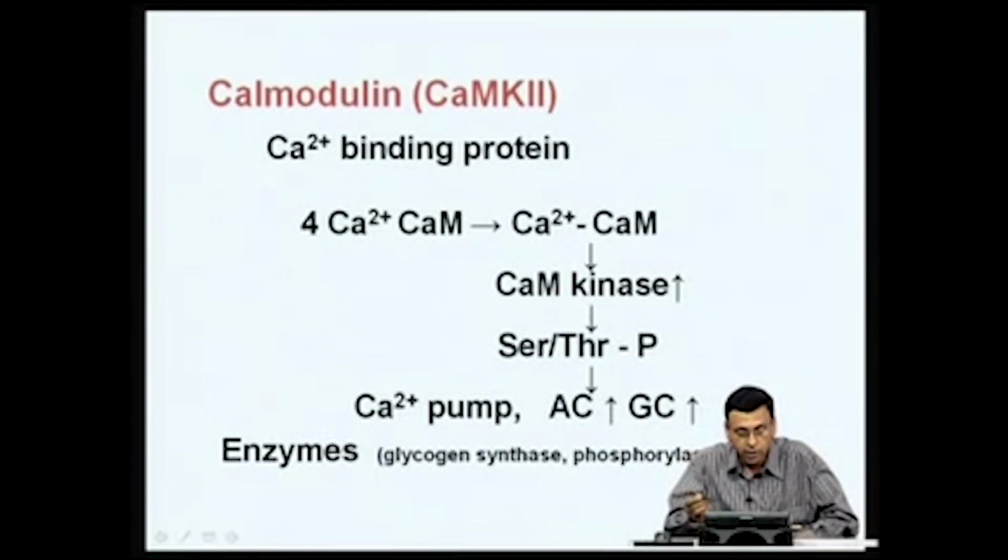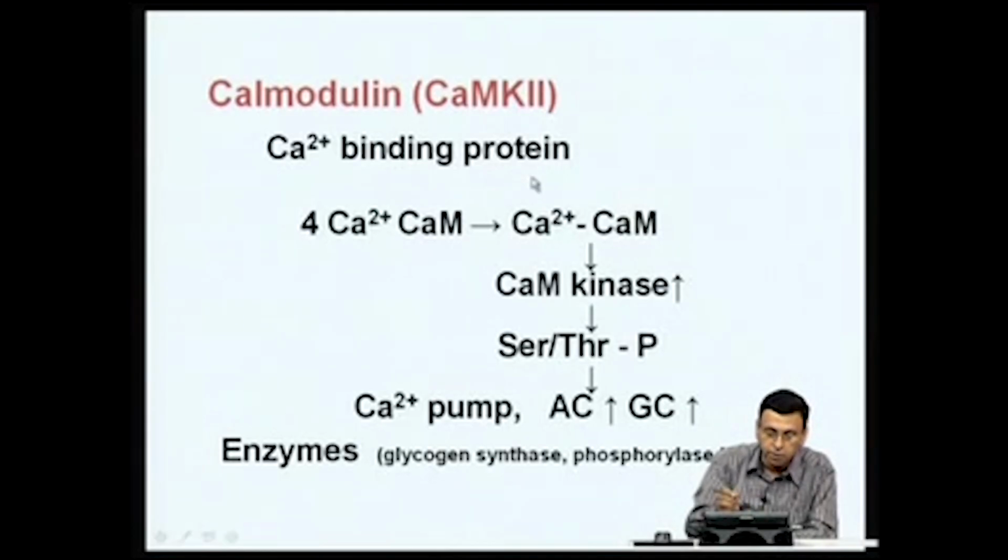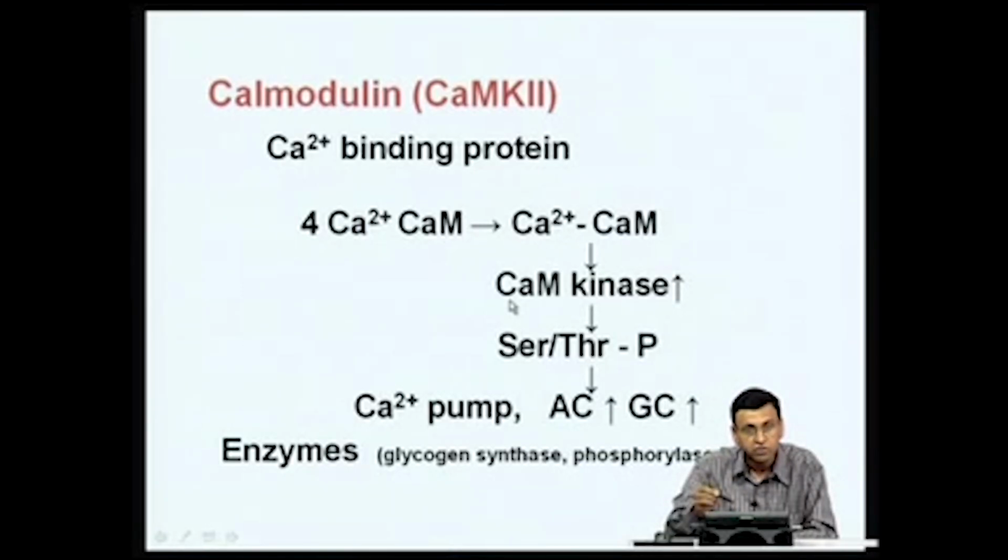Now, what is calmodulin? Calmodulin is a calcium binding protein, and 4 calcium ions can actually bind to 1 molecule of calmodulin, and the calcium calmodulin complex now goes and binds to calcium calmodulin kinase and induces a conformational change in the calmodulin kinase, and now the calmodulin kinase can go and phosphorylate specific serine and threonine residues of target proteins, and as a result one of the physiological effects is the increase in the intracellular calcium levels, especially from the endoplasmic reticulum.